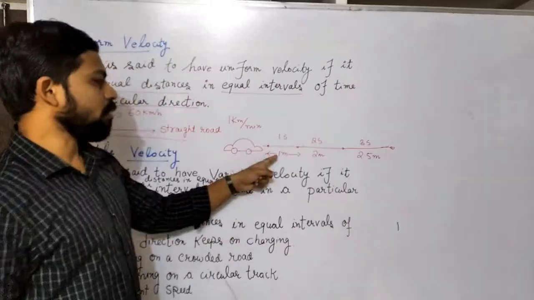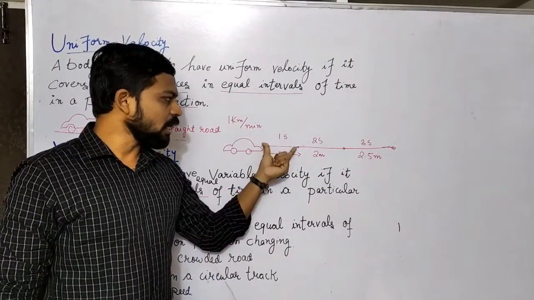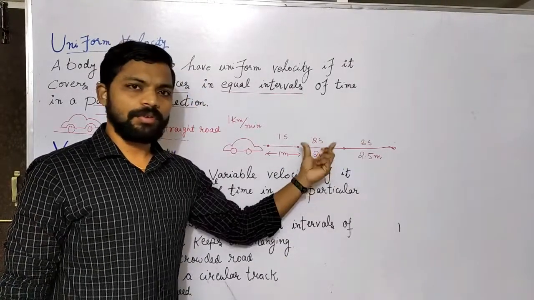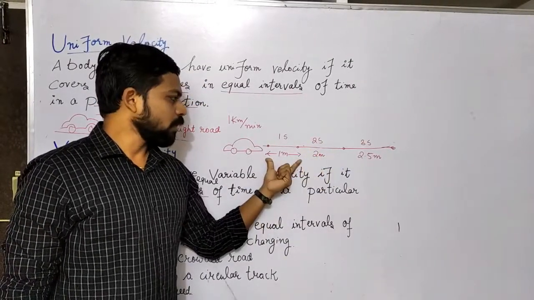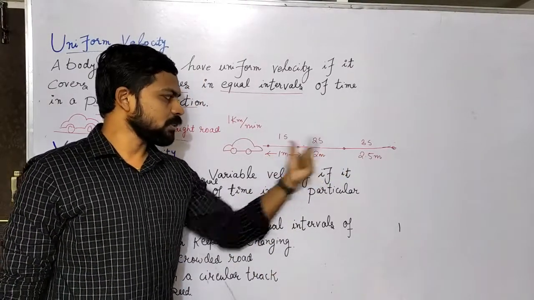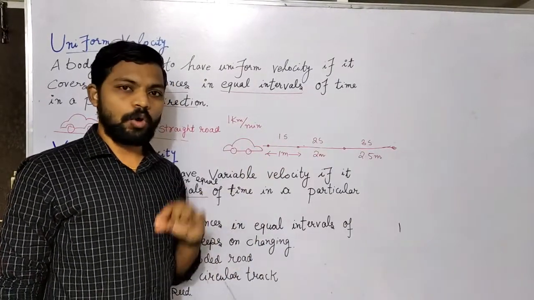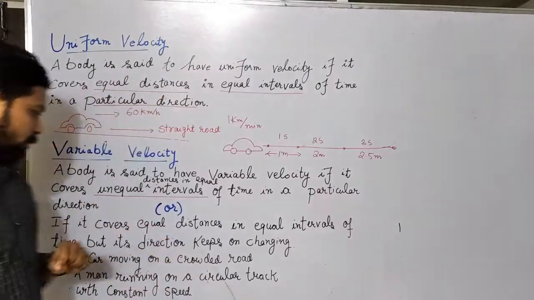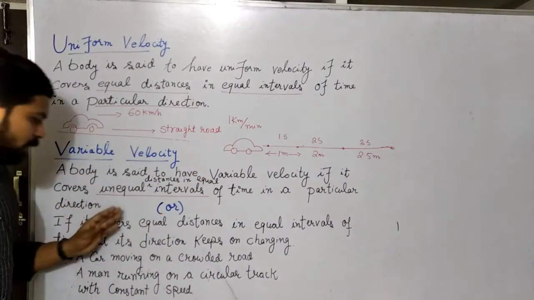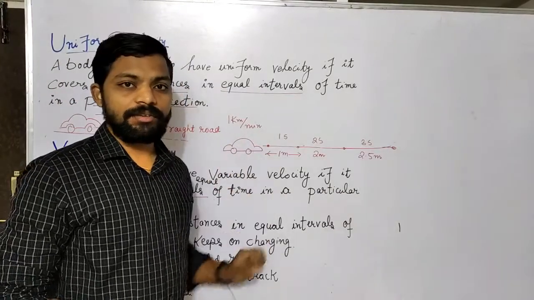Now you can see it is not traveling with the same speed. It is covering unequal distances in equal intervals of time. The interval of time is 1 second, but the distances are different. They are unequal distances covered in equal intervals of time in a particular direction. Then we can call this variable velocity. That is what the first statement says. Or let us say a body is traveling with the same speed, but its direction is changing every time.